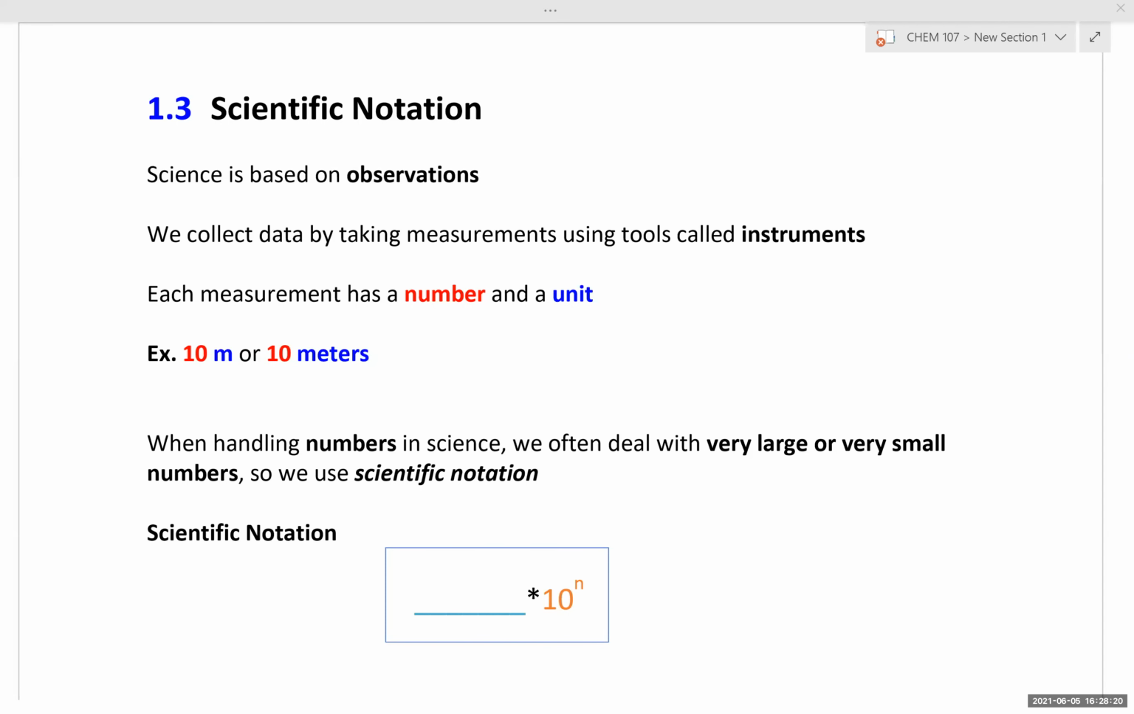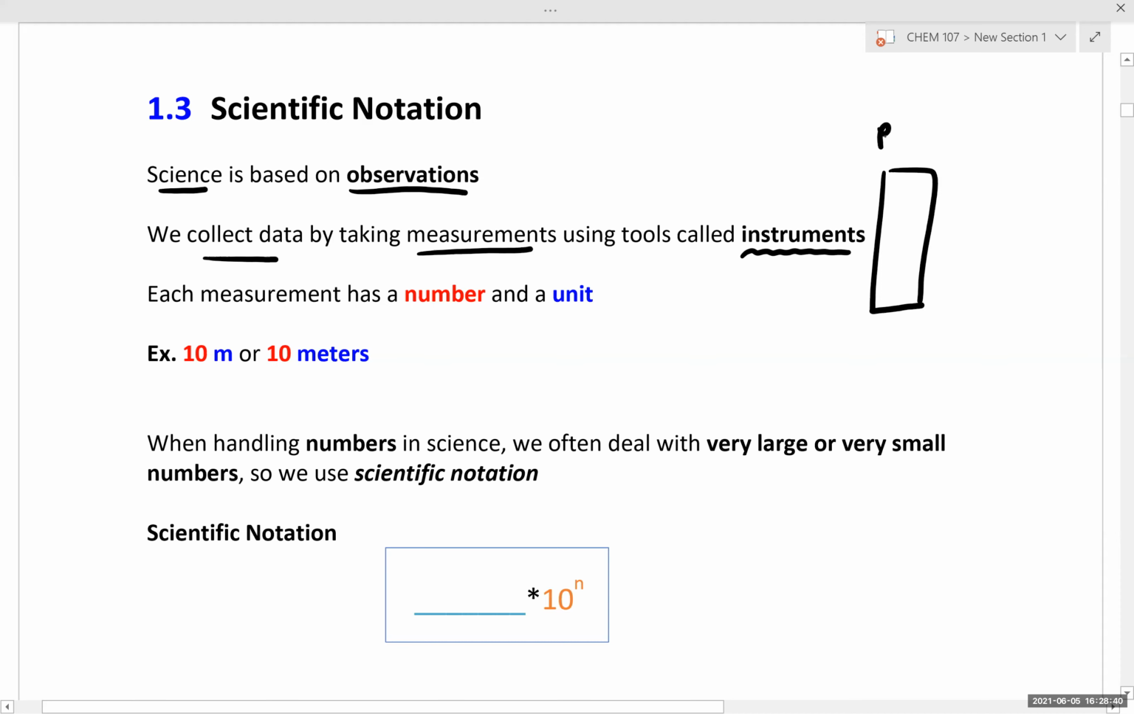So when we talk about collecting observations in science, we've discussed previously that science is based on observations. We collect data by taking measurements using tools called instruments. An example of an instrument would be a ruler, for example. Now, when we take a measurement in science, each measurement has a number and a unit. For example, 10 meters. 10 is our number, meters is our unit.